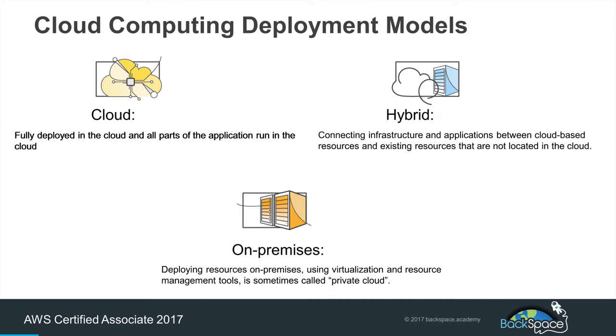We also have an on-premises solution, which is 100% on-premises, which we're not going to be discussing other than here in regards to the AWS certified exam. And that is where we have 100% of our cloud computing deployed on our own infrastructure. So that is deploying resources on-premises using virtualization and resource management tools. And that is what we call a private cloud, where we use our own resources, we pull all those resources together, and we use a virtualization model to create our own cloud computing on-premises private cloud.